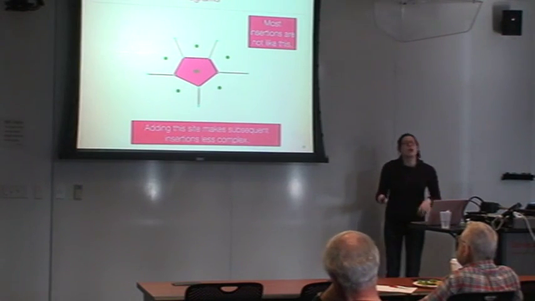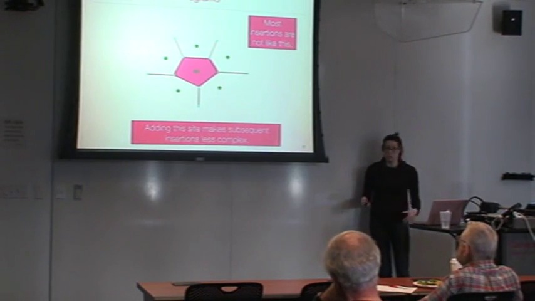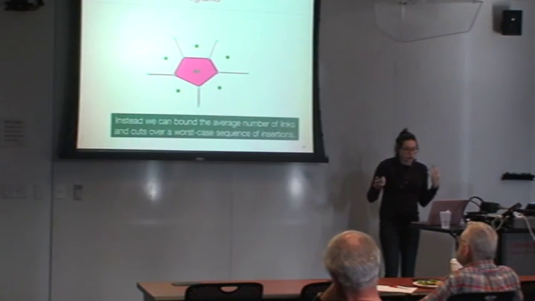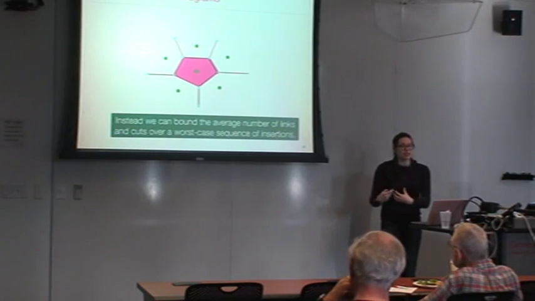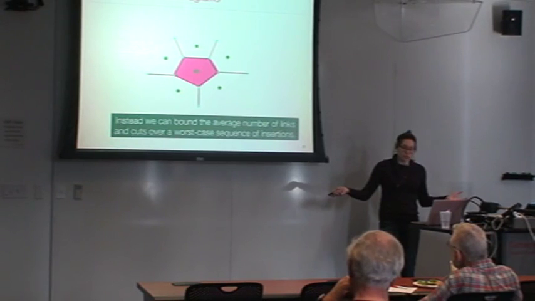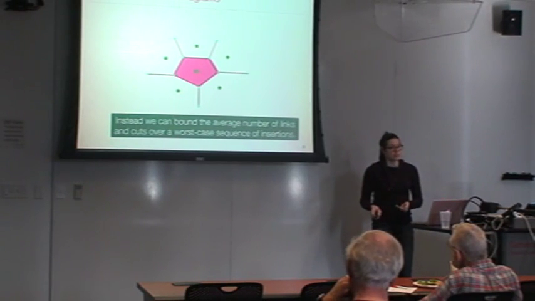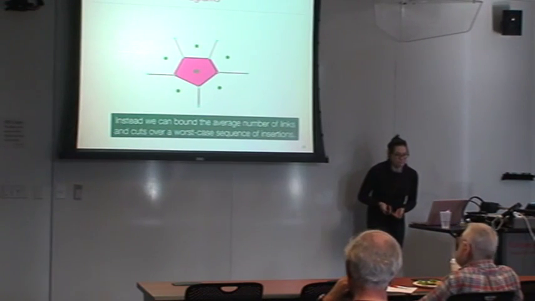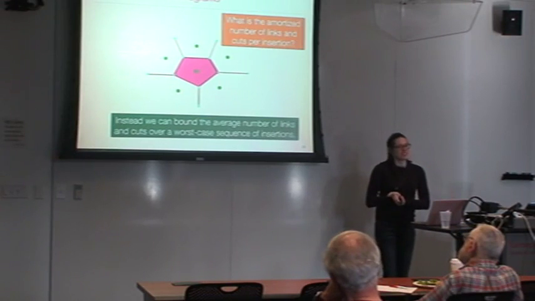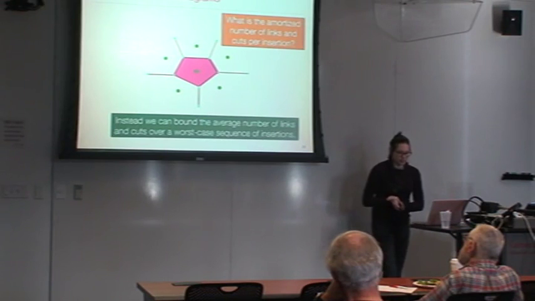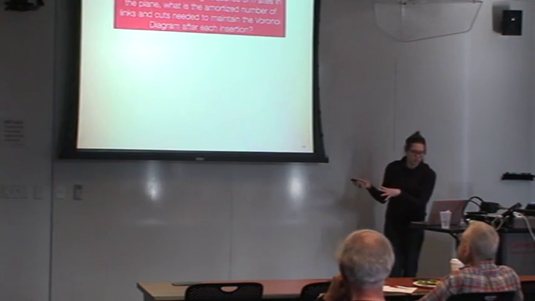So instead of looking to bound the worst case cost of insertion, because we can't do anything about that, we instead bound the average number of links and cuts over a worst case sequence of insertions. So we're just going to do an amortized analysis. So what is the amortized number of links and cuts per insertion? And I'm just going to state this a little more formally.